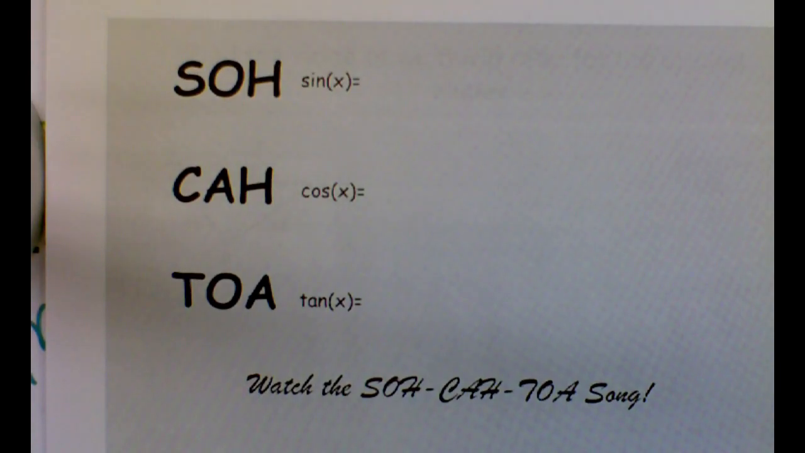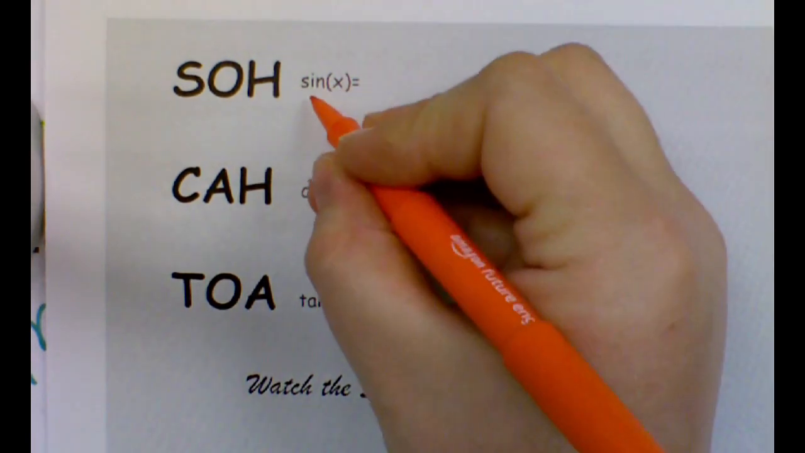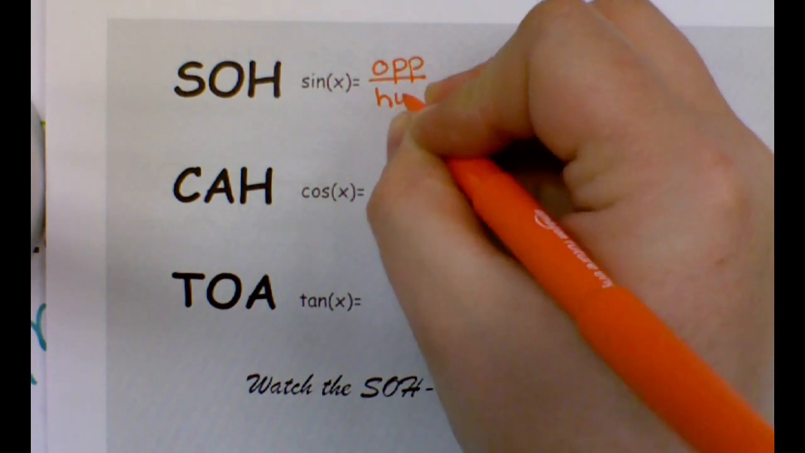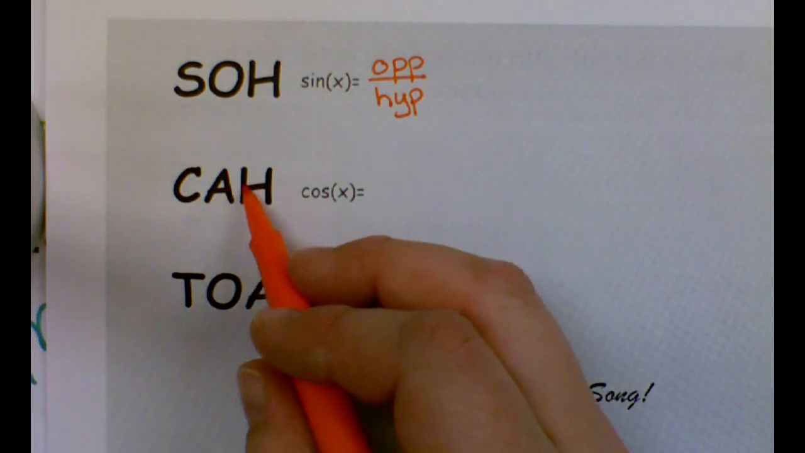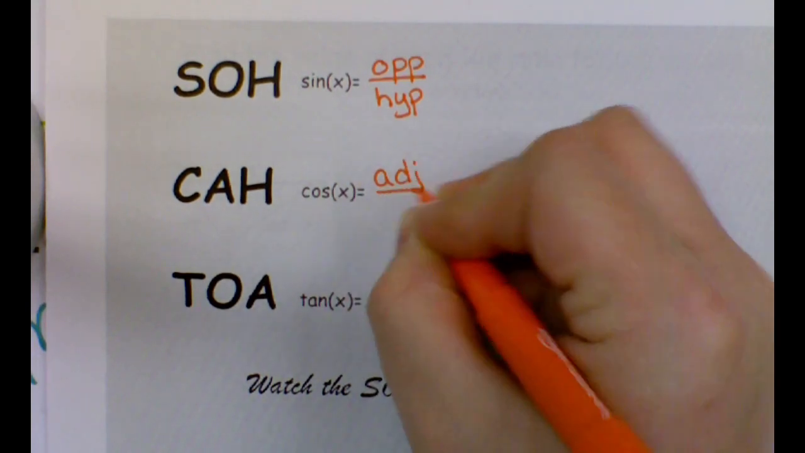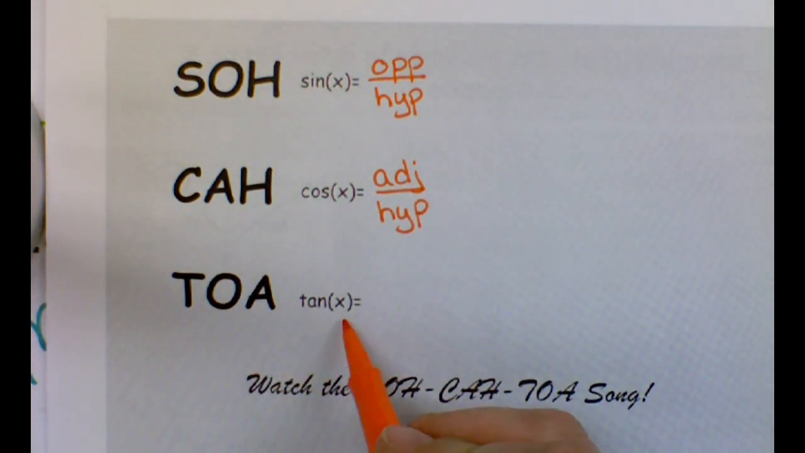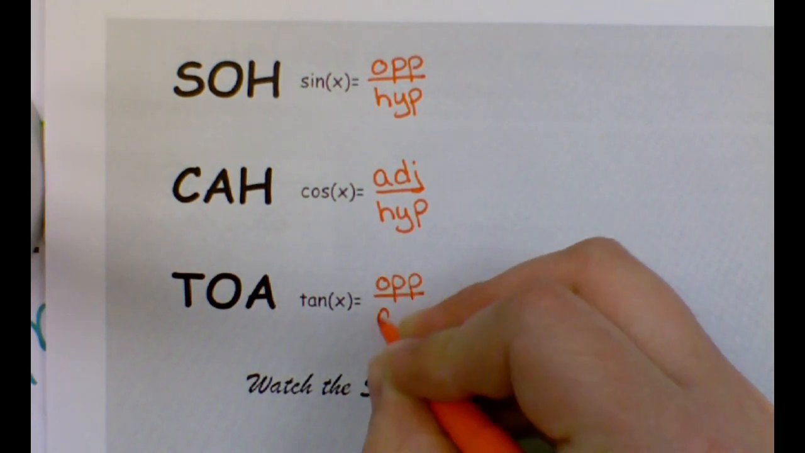So you may have heard of SOHCAHTOA before. SOHCAHTOA stands for sine, cosine, and tangent. Sine has an O and an H with it. O for opposite, H for hypotenuse. So that means the sine of my angle is the length of the opposite side over the length of the hypotenuse. Cosine, CAH, has A and H. A for adjacent, H for hypotenuse. The cosine of our angle x is adjacent over hypotenuse. And then TOA, T-O-A, T for tangent of x, equals O for opposite, A for adjacent, opposite over adjacent.